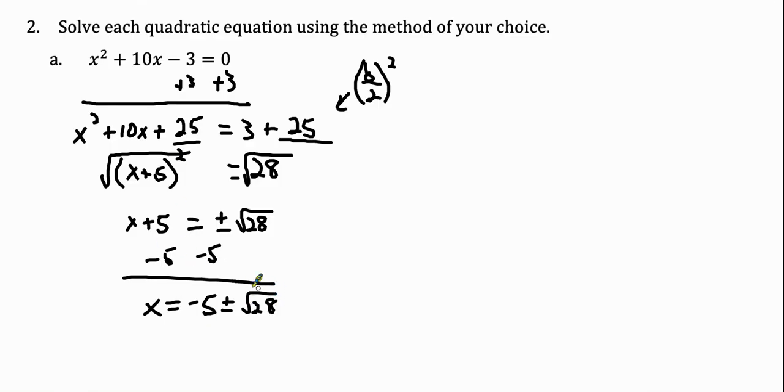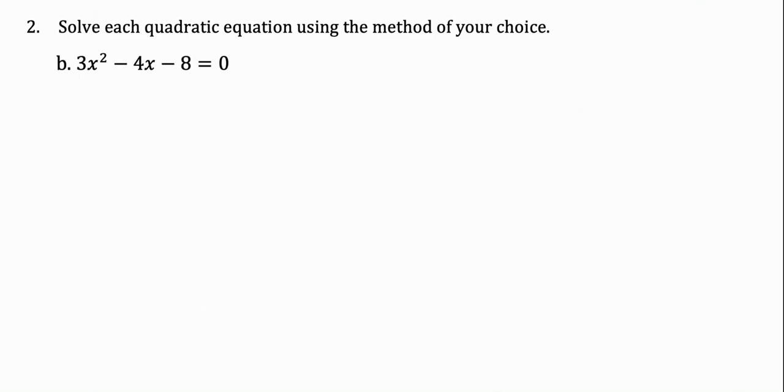Now, again, remember, if I wanted to show my two separate answers here, my two answers would be -5 plus the square root of 28 and -5 minus the square root of 28. Those would be my two answers. But it's perfectly acceptable to write our two answers like this.